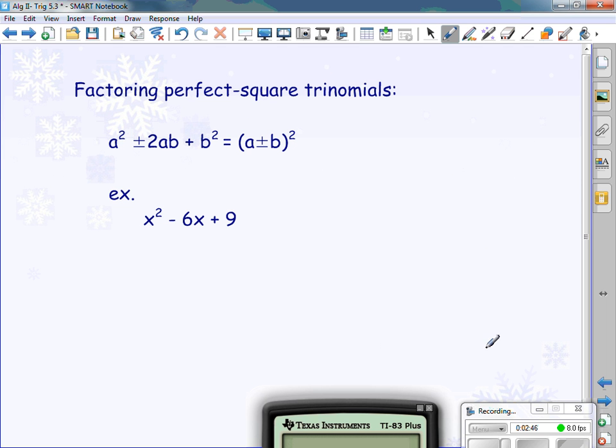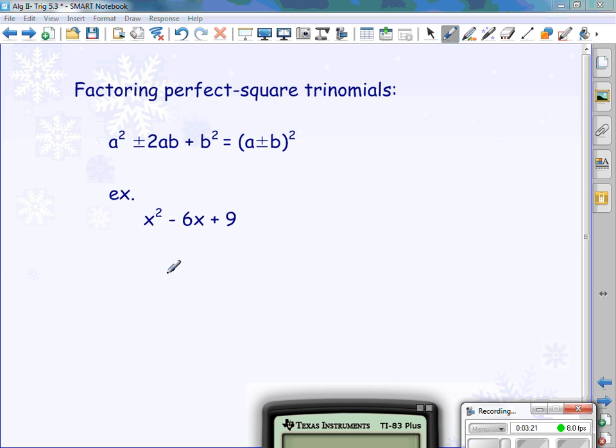Perfect square trinomials. A squared plus or minus 2ab plus b squared is equal to a plus or minus b all squared. I know that makes 0 sense to you right now. Just write that down, write the example down, then I'll show you. The problem people have is all these variables.